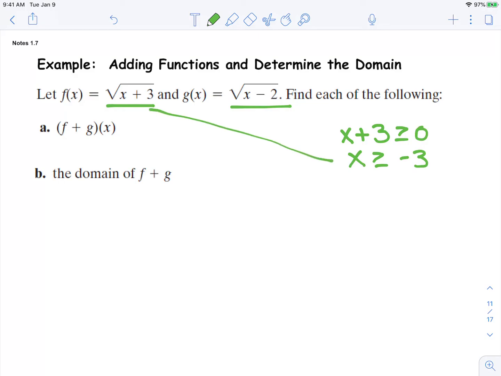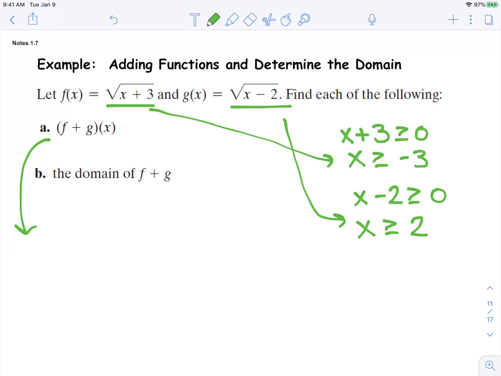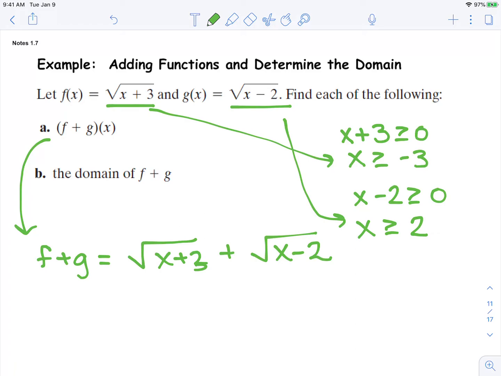So this domain restriction has to be greater than or equal to 0, greater than or equal to 3, excuse me. The second one, x minus 2, has to be greater than or equal to 0. We're going to solve it for x. So here are our two domain restrictions for those individual functions. Now let's take care of a. We're going to add the two functions together. You can't combine these two square root functions together because their radicands are different. So that's your final answer.